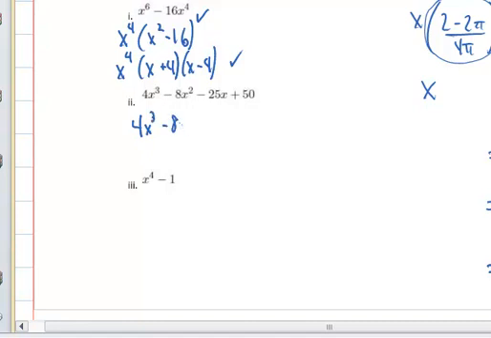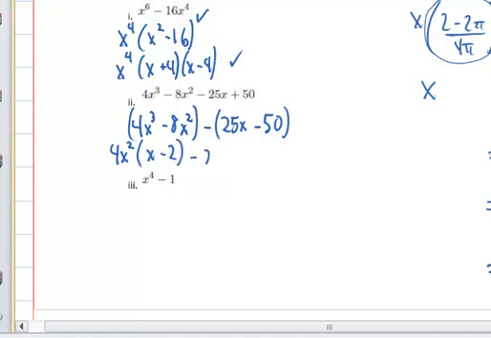This one, there are 4 terms, so I'm going to just give it a shot, use grouping. And I'll group the first 2. And I'll group the last 2. Notice I'm changing the sign of the 50 because I grouped both of those terms inside the parentheses. So now I'm going to take out the common factor. And I've got x minus 2. And over here I'm going to take out the 25. And I have x minus 2.